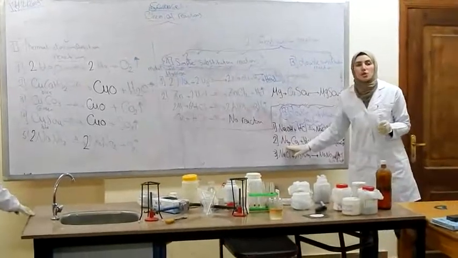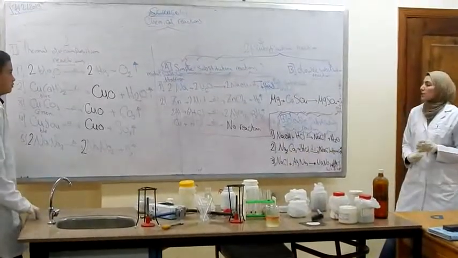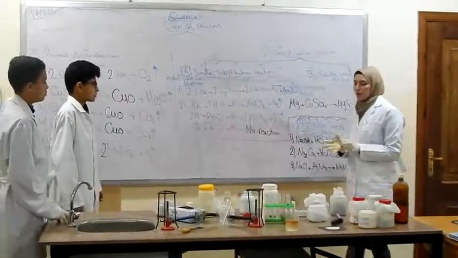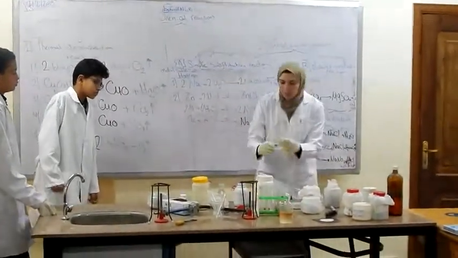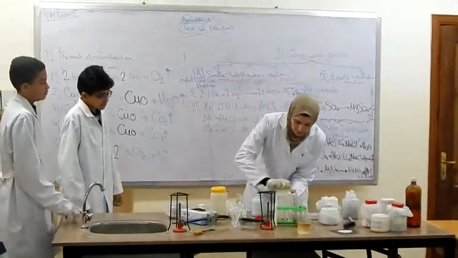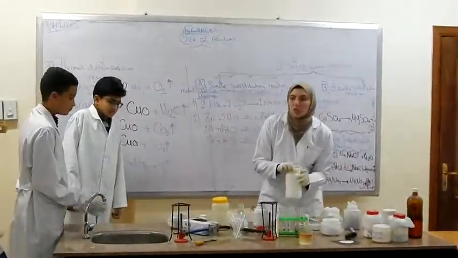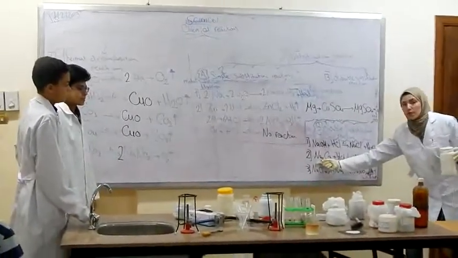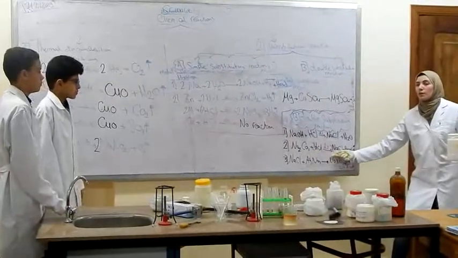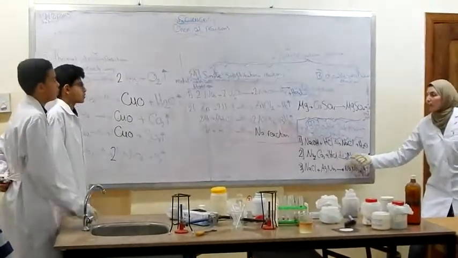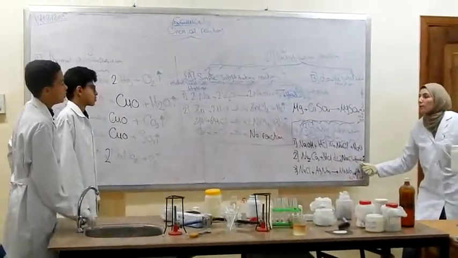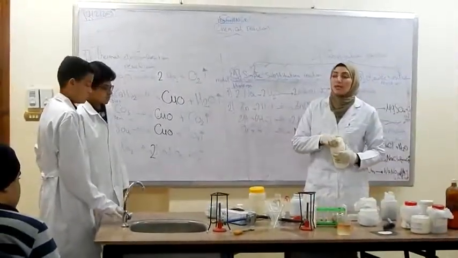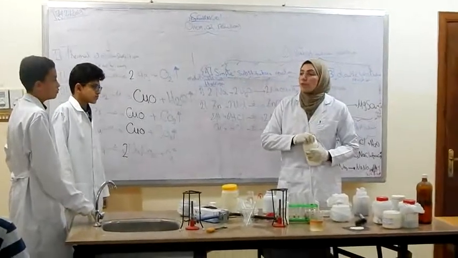The second double substitution reaction is the reaction between sodium carbonate and hydrochloric acid. Double substitution also occurs. Sodium carbonate is a salt, and hydrochloric acid is an acid. When sodium carbonate reacts with acid, sodium chloride, water and carbon dioxide gas are formed. So when we have a carbonate group in the reactant, it produces carbon dioxide gas.